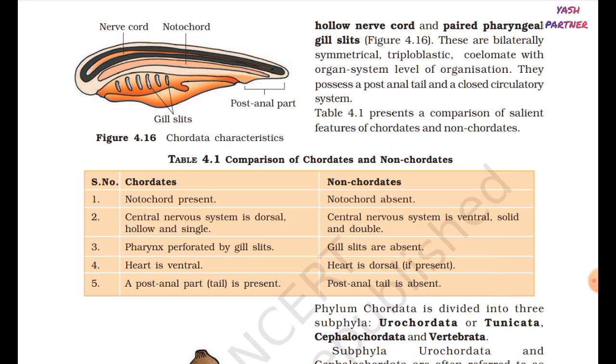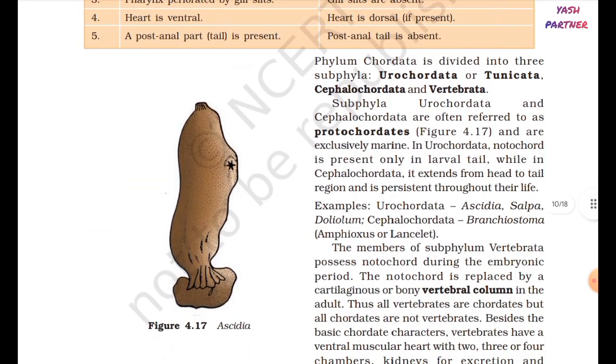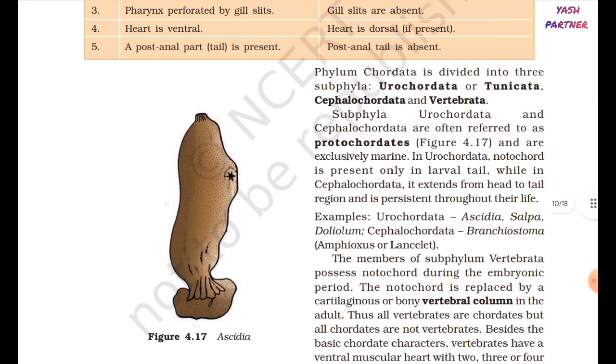Table 4.1 Comparison of chordates and non-chordates. Chordates: notochord present. Central nervous system is dorsal, hollow and single. Pharynx perforated by gill slits. Heart is ventral. A post-anal part, that is tail, is present. Non-chordates: notochord absent. Central nervous system is ventral, solid and double. Gill slits are absent. Heart is dorsal if present. Post-anal tail is absent. Phylum Chordata is divided into three subphyla: Urochordata or Tunicata, Cephalochordata, and Vertebrata.